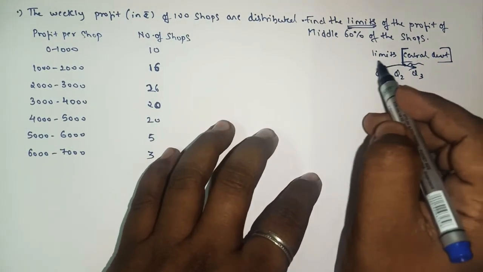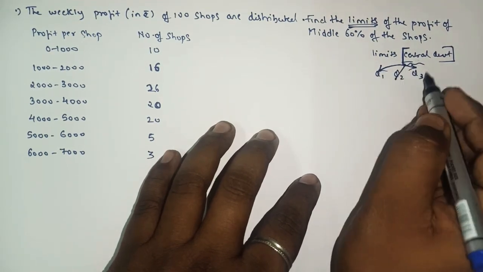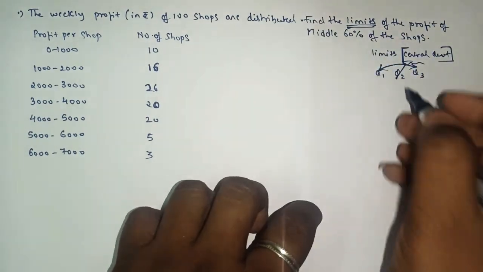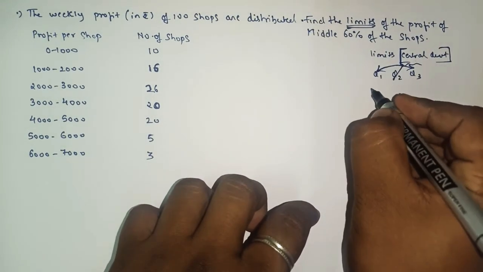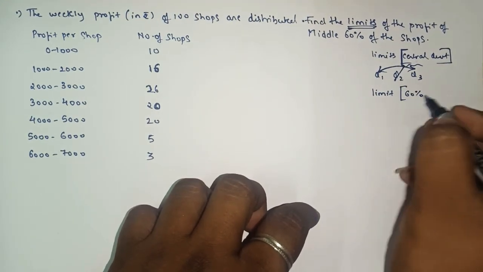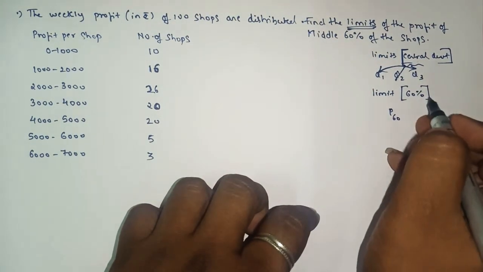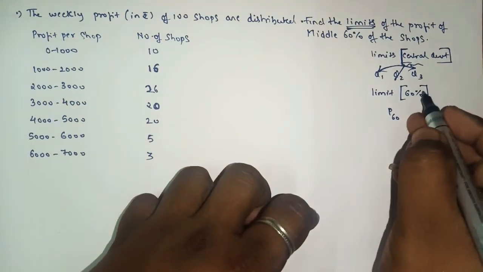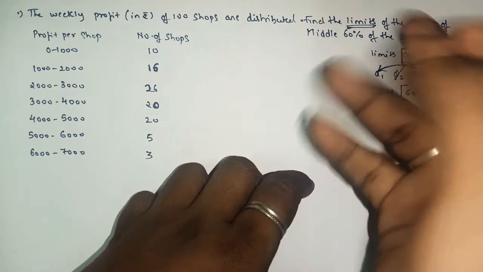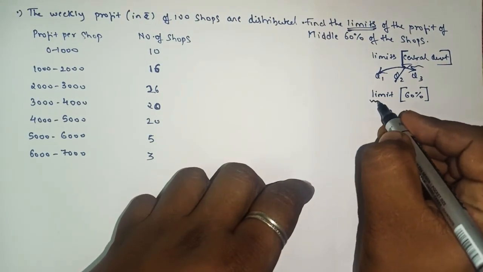Whenever they use the word limit, we have to find the remaining part, not the central one. If they use only central, then you will find central. Here also it says limit 60%. If they use only 60%, that means P60 we have to find, yes or no? 60% percentile. Okay, with the help of this percentage we can guess that this sum is based on percentile, and we have to find the percentile. Which percentile? P60.